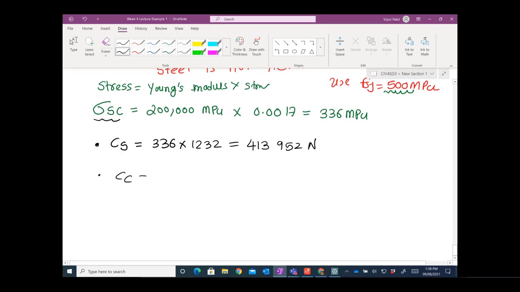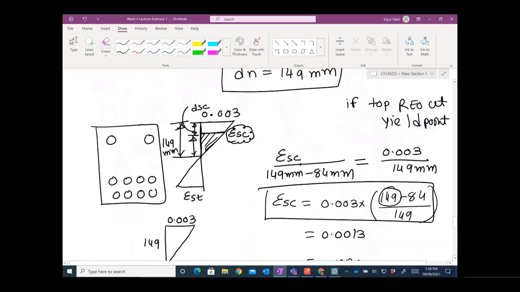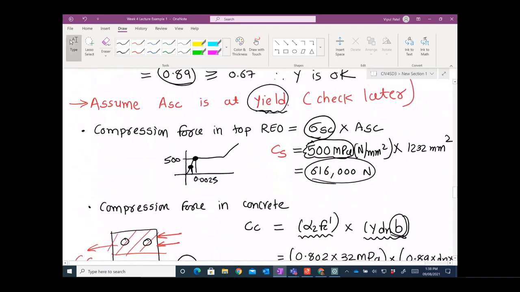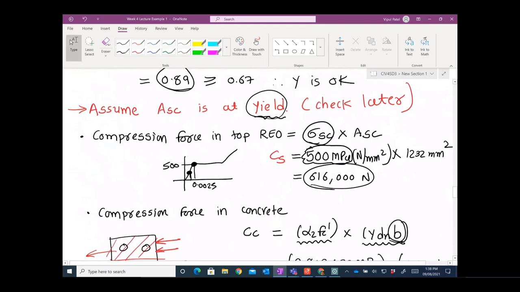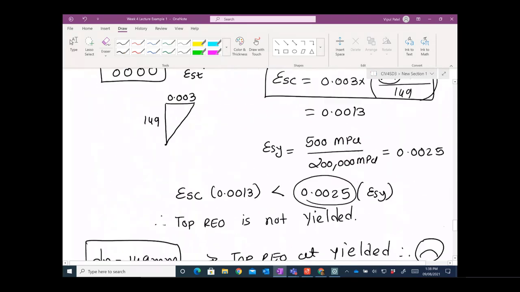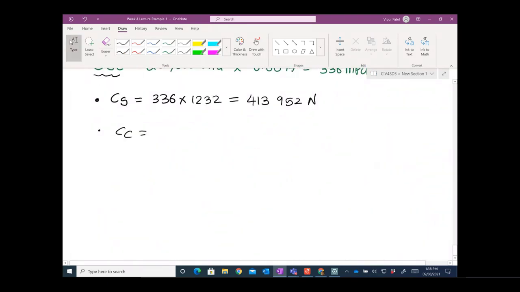Force in the concrete, we have that equation again. I'm just repeating the steps again, but using a different DN value. And that was here, this concrete compression force, alpha 2, 0.802, 32, gamma 0.89, DN, now 200 that we're going to use, and 350. All other values are the same. So let's copy that from here.